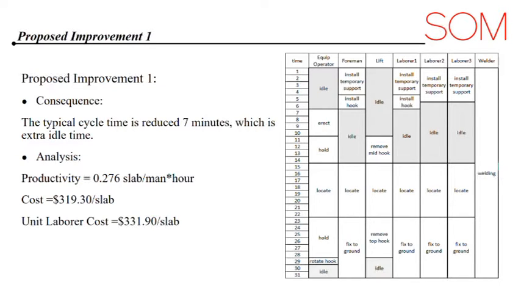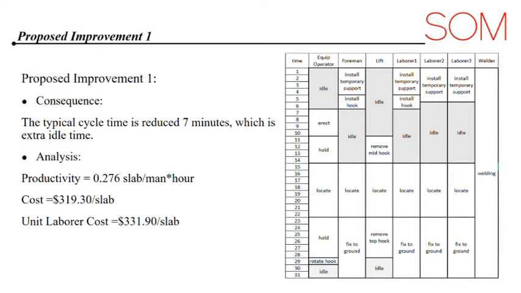The second improvement, before adjusting, foreman and laborer 1 use 7 minutes, and at the same time, laborer 2 and laborer 3 will use 11 minutes to fix the panel to the ground. After adjusting, time were evenly distributed to everyone. And the last improvement, the typical cycle time is reduced from 38 minutes to 31 minutes, which reduced the idle time effectively.